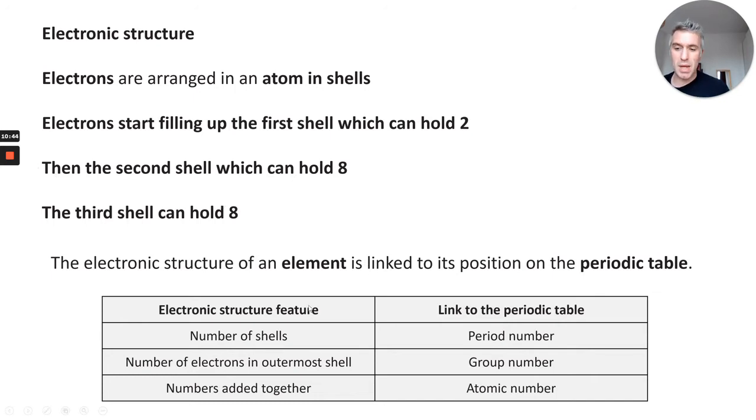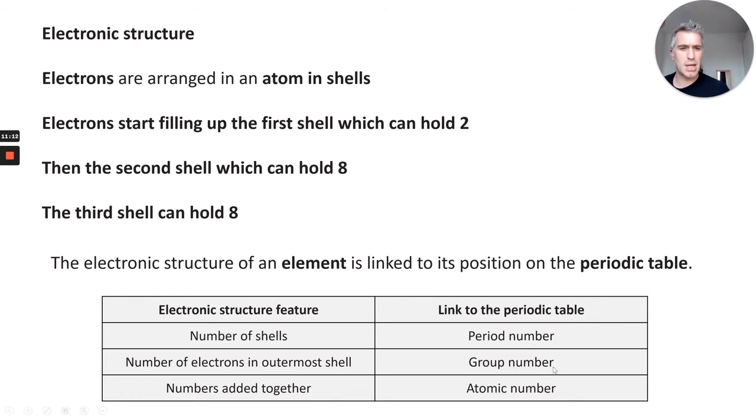The link between the electrons, the shells and the periodic table is, if you look down here, where's the mouse gone? There it is. Okay. The number of shells is the same as the period number. If you are in period number 2, your atom will have 2 shells. If you're in period number 1, your atom will have 1 shell. If you're in period number 3, your atom will have 3 shells.